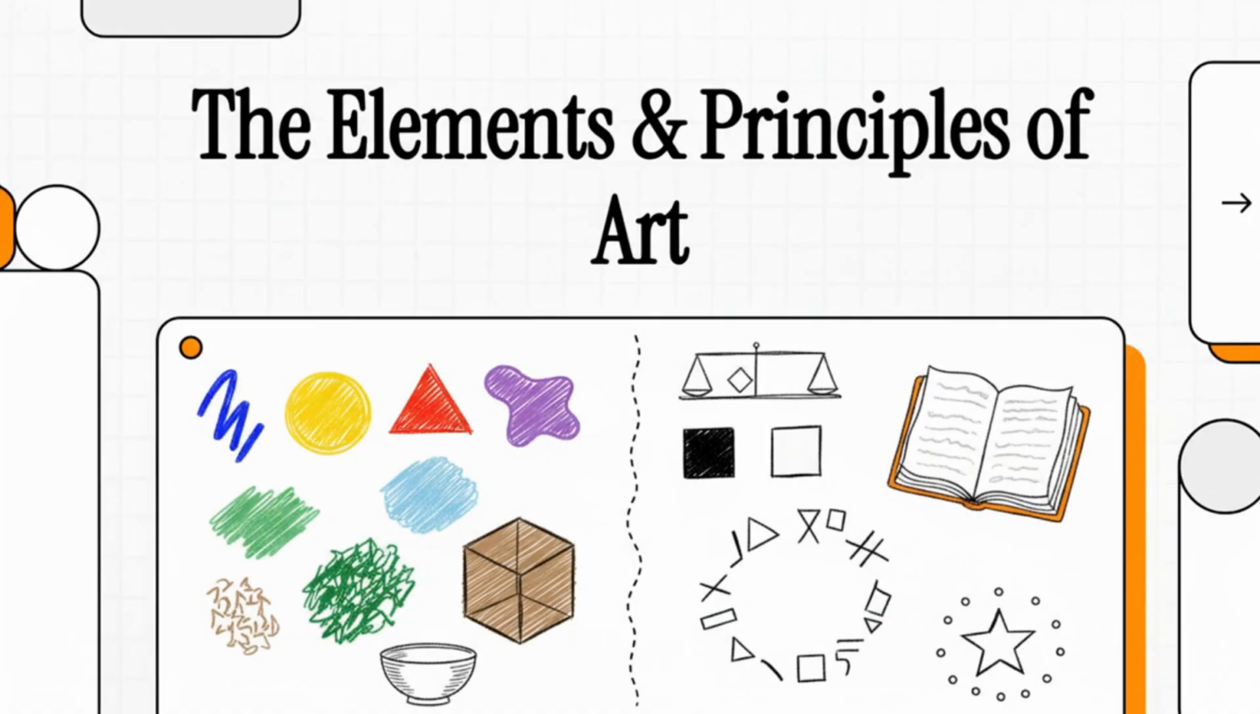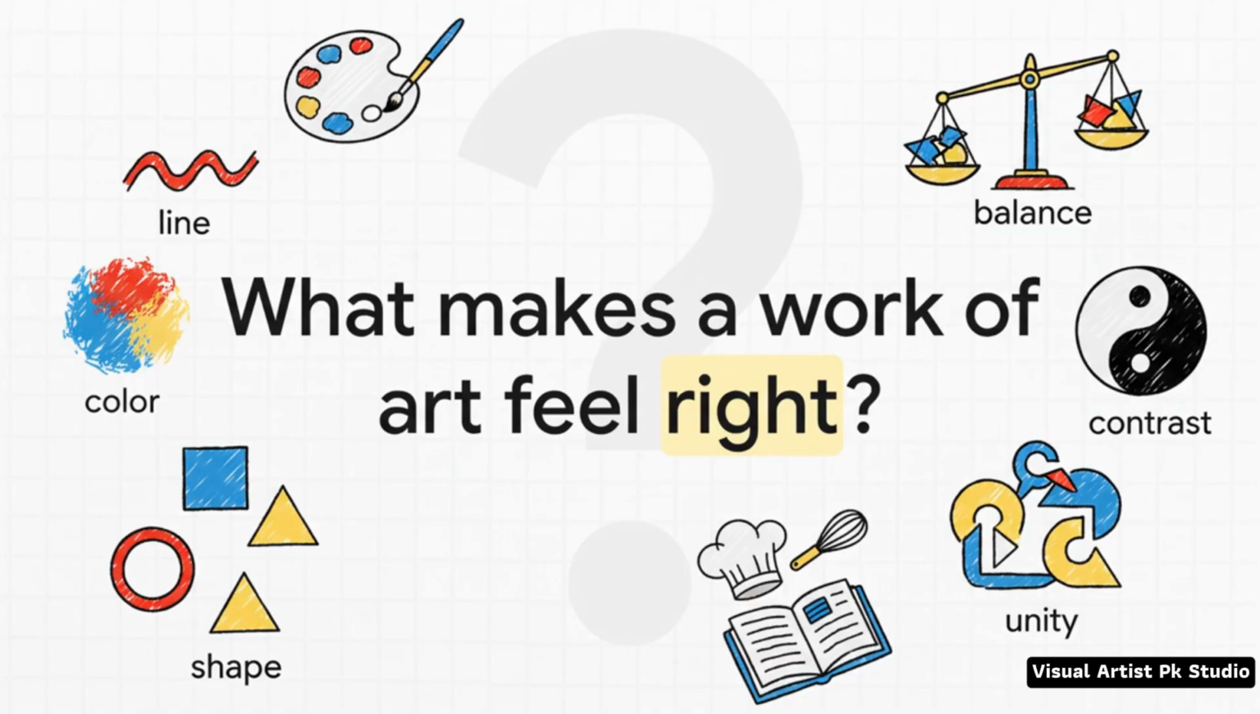Today, we're going to decode the secret language behind pretty much every painting, sculpture, and design you've ever laid eyes on. We're talking about the elements and principles of art. You know that feeling when you're looking at a piece of art and it just works? Everything just feels balanced and, well, right? That's not an accident. That feeling is actually by design. Artists are using a deliberate visual language, and today, we're going to learn how to speak it.